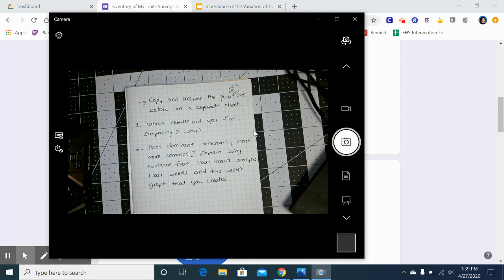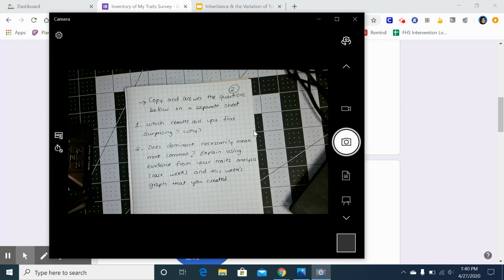So when you look at other people's results, which ones did you find surprising, and why did you think that's pretty surprising or unexpected? The second question says, does dominant necessarily mean more common? I know we've asked this question before, but I did notice that a lot of students answered it wrong.